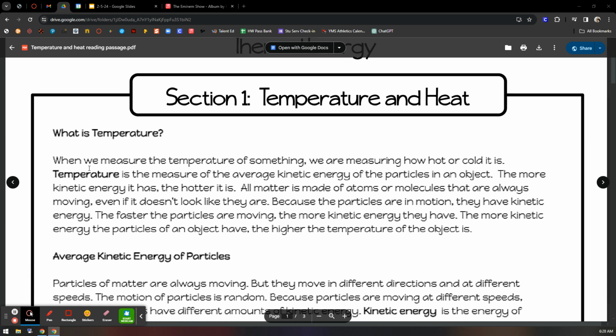The average kinetic energy of all the particles in an object can be measured. When you measure an object's temperature, you measure the average kinetic energy of all the particles in the object. A thermometer is used to measure the energy of the particles. The temperature of a substance depends on the average kinetic energy of its particles. It does not depend on how much of it you have.